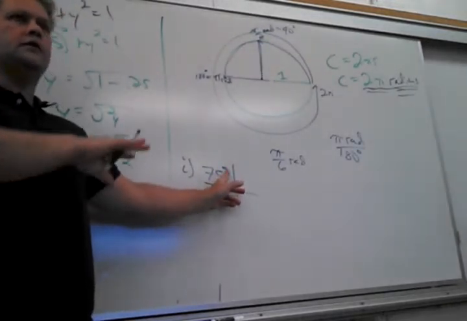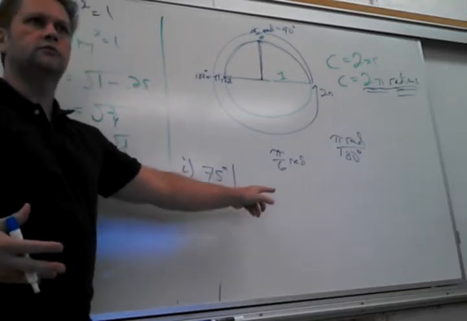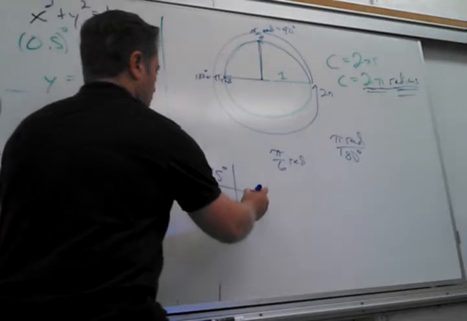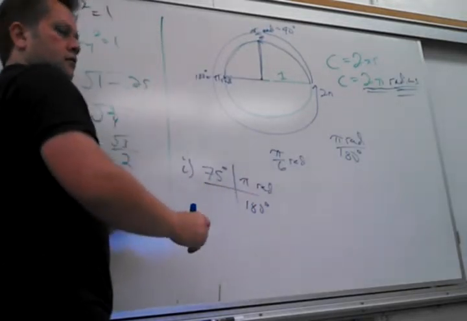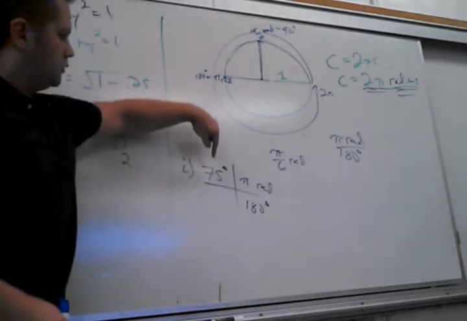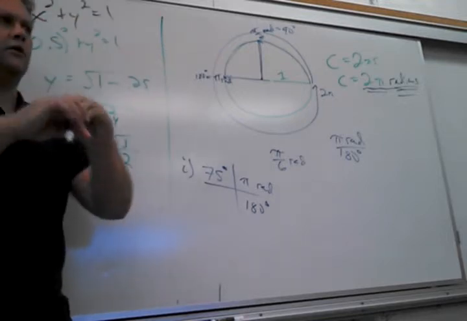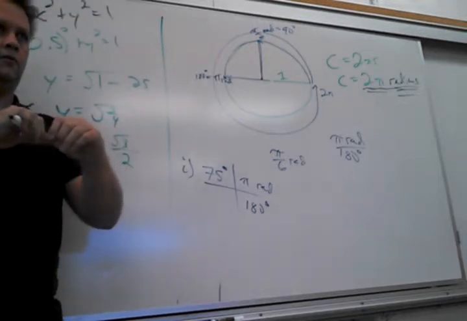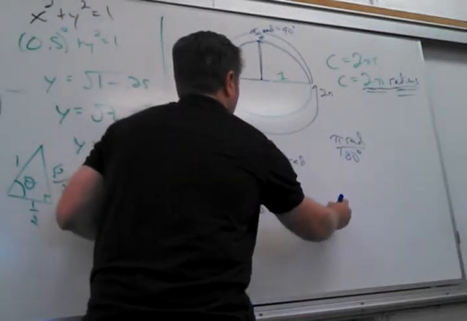So if I want degrees to cancel, I don't want degrees anymore. I want to go to radians. Where would I put them? Up here or down there? Down, so they'll cancel. So 180 degrees is pi radians. So degrees goes away. So now you just got to do 75 divided by 180. What does that reduce to? Okay, 5/12. So it's 5 pi over 12 radians.